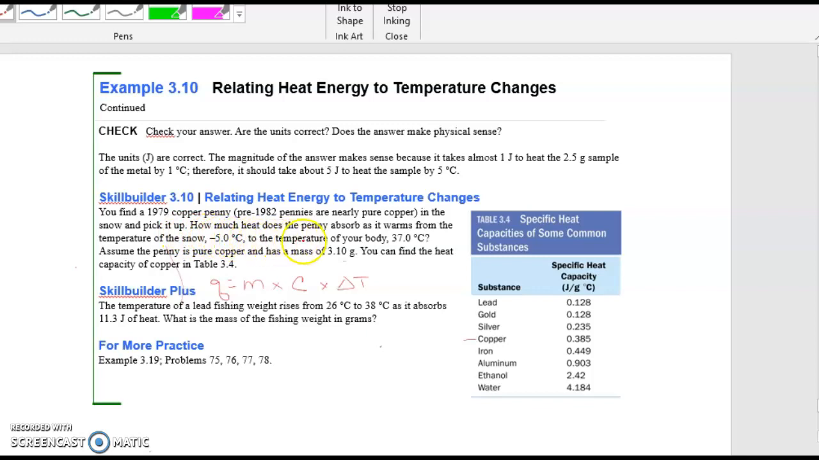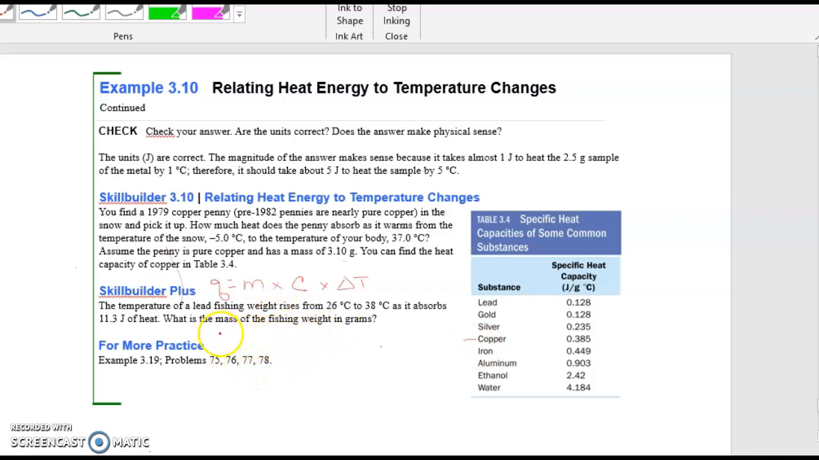How much heat does the penny absorb as it warms from the temperature of the snow, -5 degrees, to the temperature of your body, 37.0 degrees Celsius? Assume the penny is pure copper and has a mass of 3.10 grams. You can find the heat capacity right here on the table. Okay. All right, so what do we know?